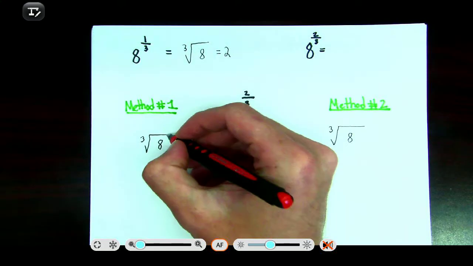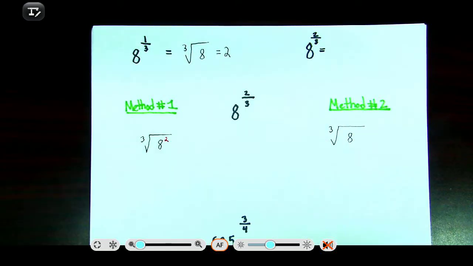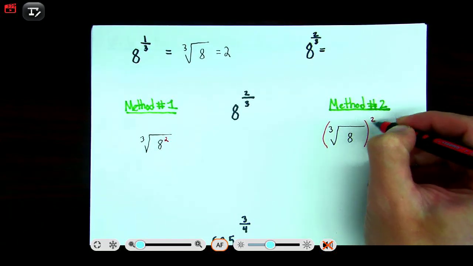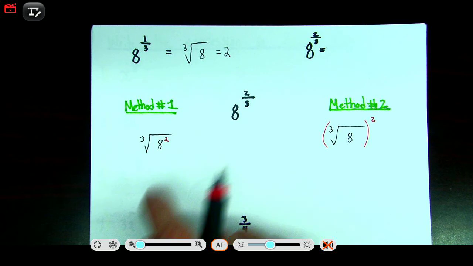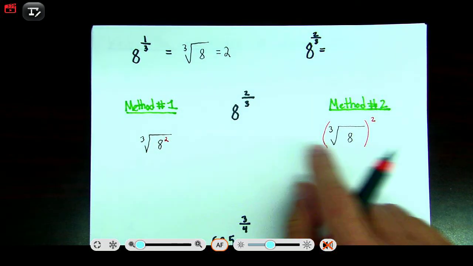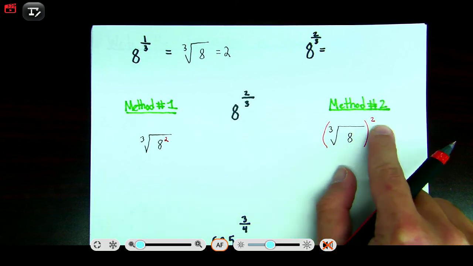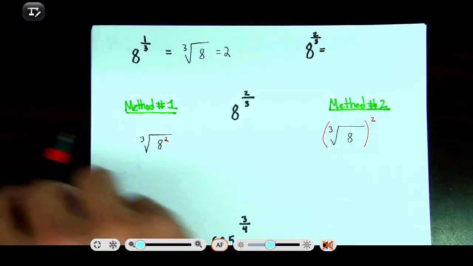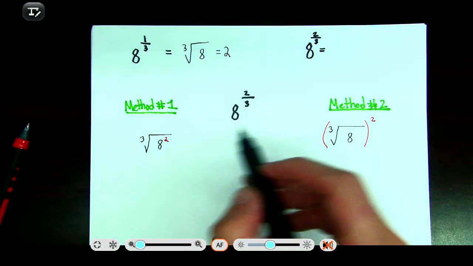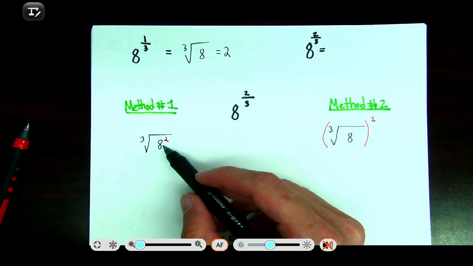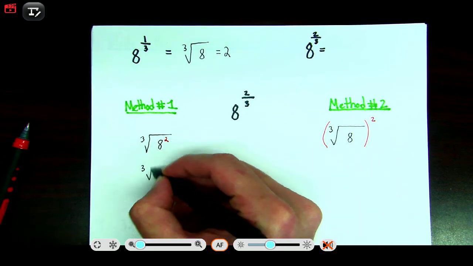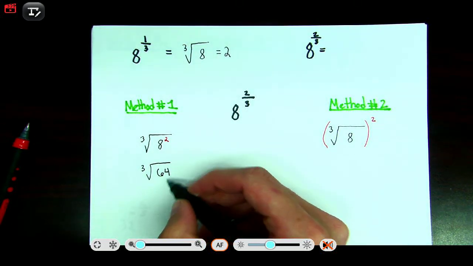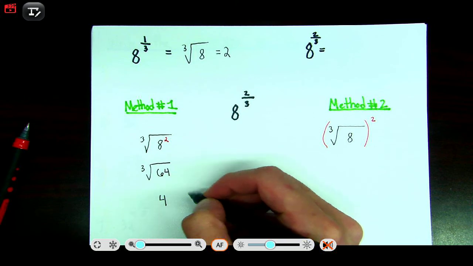You could do it two ways. You could have the 2 on the inside here, or you could have the 2 on the outside of the whole entire expression. So you could square the 8 first, or you could evaluate the root first and then square it. Whatever is on the numerator will just go on the outside. Let's make sure that it does work. If I put the square on the inside, then this becomes the cubic root of 64. And what is the cubic root of 64? It is 4, because 4 times 4 times 4 is 64.